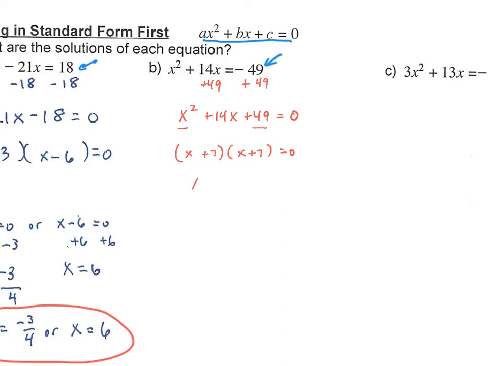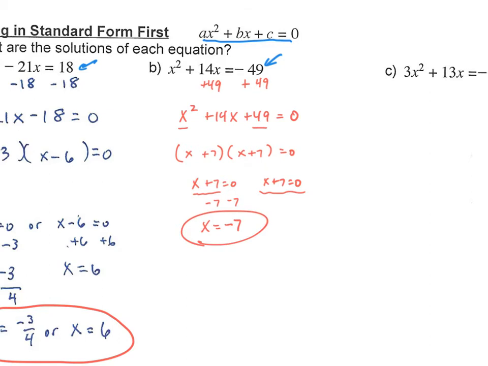Then going on, we know that x plus 7 equals 0 and x plus 7 equals 0. Well, these are going to be the same answer, so I don't need to process both of them. So when I do my inverse operations, subtracting 7 from both sides, x is going to be negative 7. So I only have one solution here.